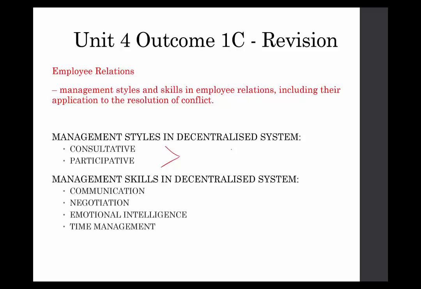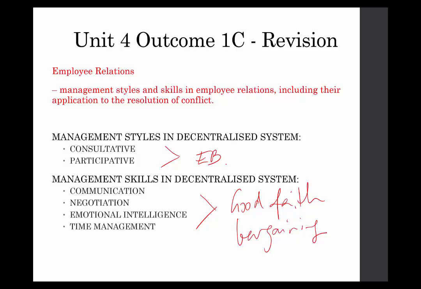You wouldn't be wrong if you did either of these. So the examiners aren't going to nitpick as long as you choose one of these when you're talking about enterprise bargaining. Okay. Management skills in a decentralised system, obviously communication. Now, if you understand your points in good faith bargaining, you'll know that communication comes in, and you relate these back to good faith bargaining. If you did that, if you're asked a question about this, you would be in very good shape, and the examiner would be very impressed.